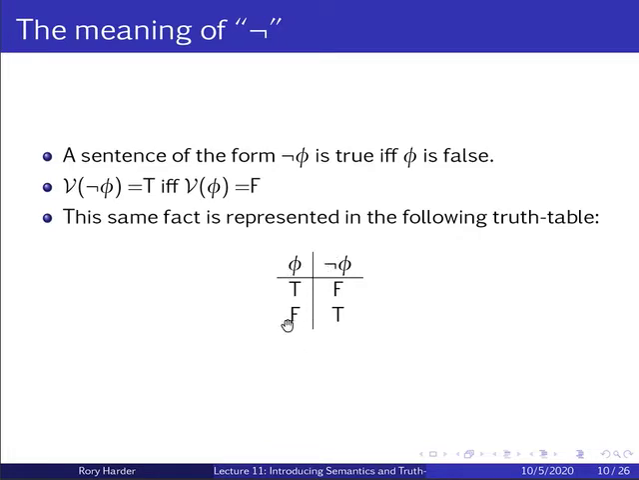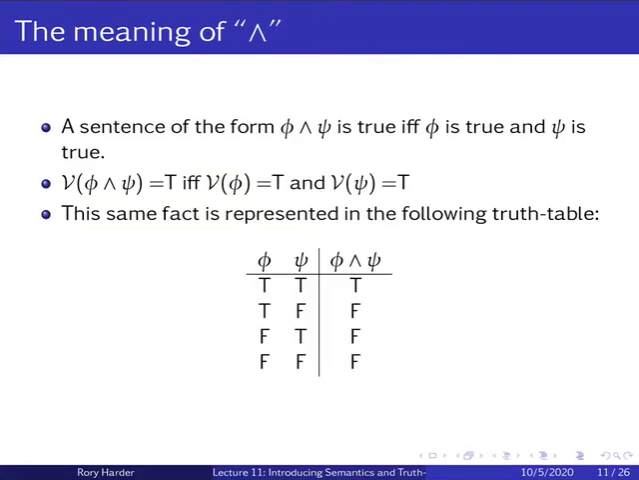But if the sentence phi has a value false, then the sentence not phi will have the value true. So this truth table shows us that when the constituent sentence phi has either of these truth values, the whole sentence will have these ones.